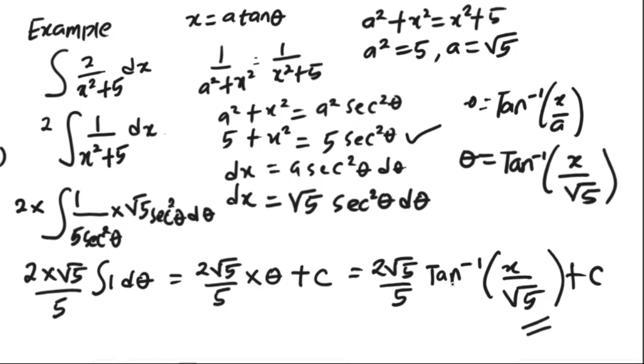So basically, in integration by trigonometrical substitution, a remark is that once you see a squared minus x squared, you use a sine theta. Once you see a squared plus x squared, you use a tan theta.